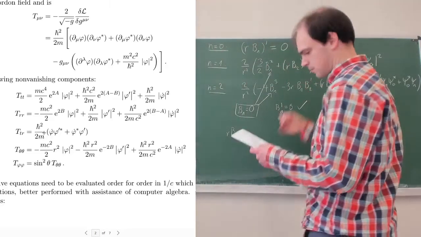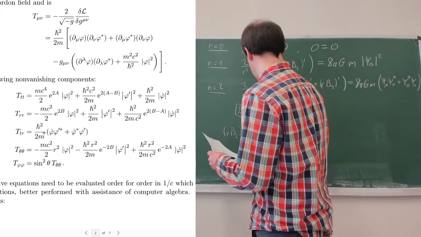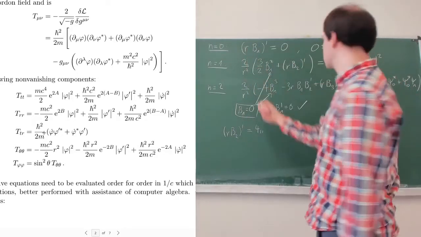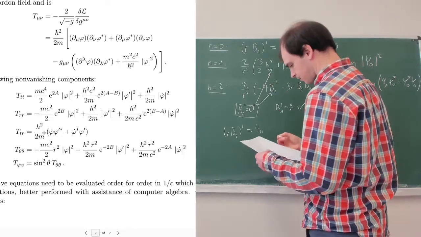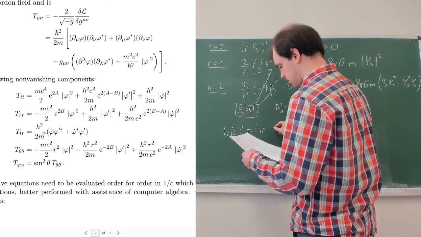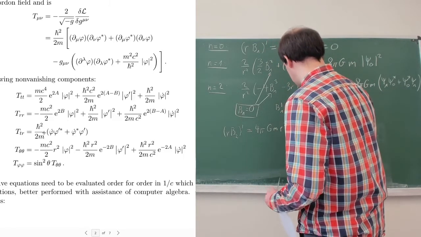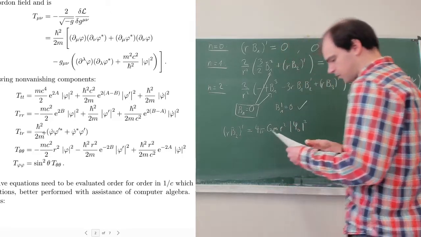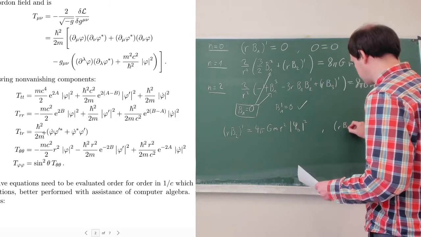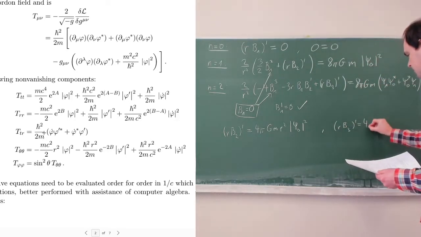We have R B2 prime equals, so we divide by this 2 and multiply with this r squared, so then we have 4 pi G m r squared psi 0 squared. And essentially the same type of equation for B3.